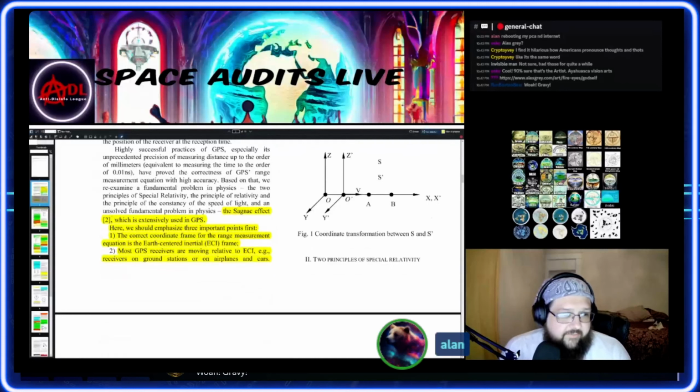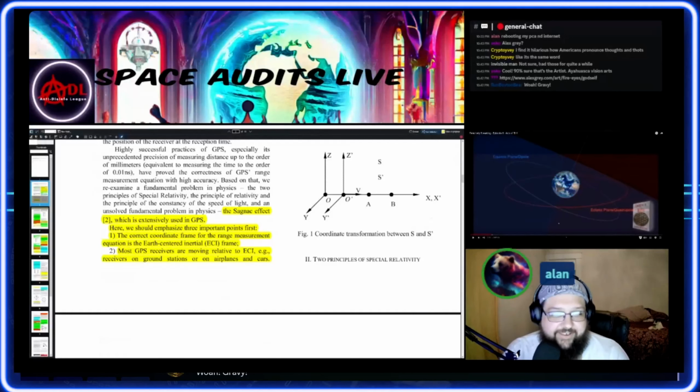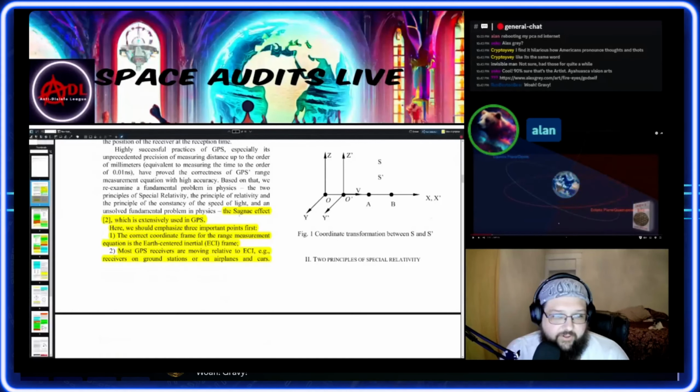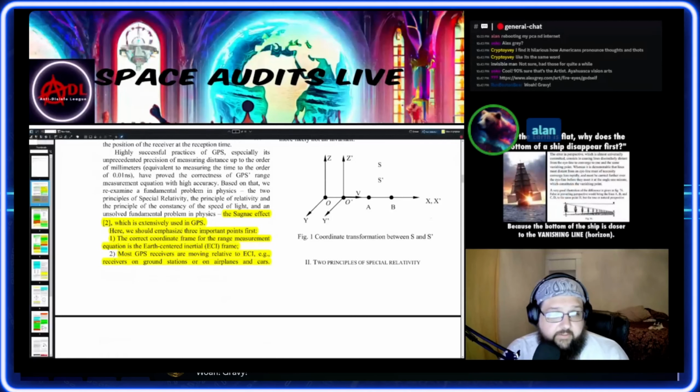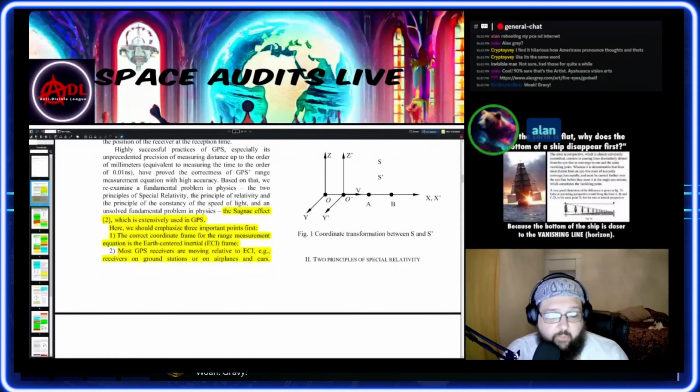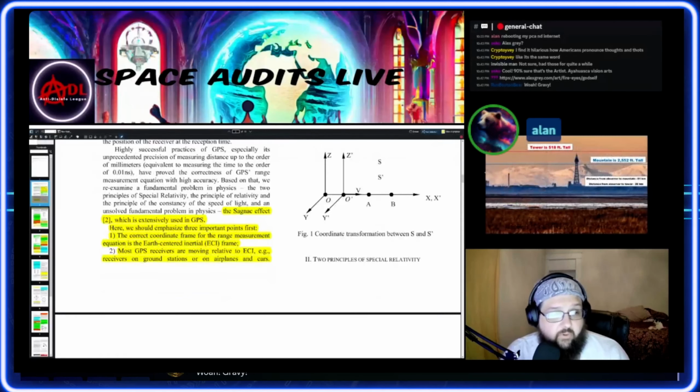So anyway, the Sagnac effect, which is extensively used in GPS. Oh, that's weird. Why are they calculating for a preferred direction in the propagation of the speed of light in GPS? That doesn't seem like they should be doing that. Anyway, here we emphasize the three most important parts first, the points that this guy wants to make moving forward.